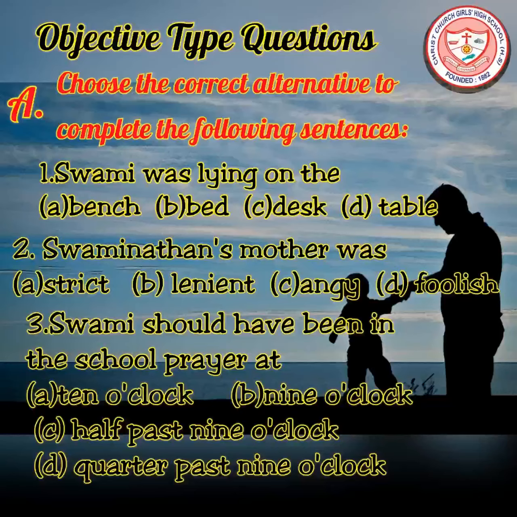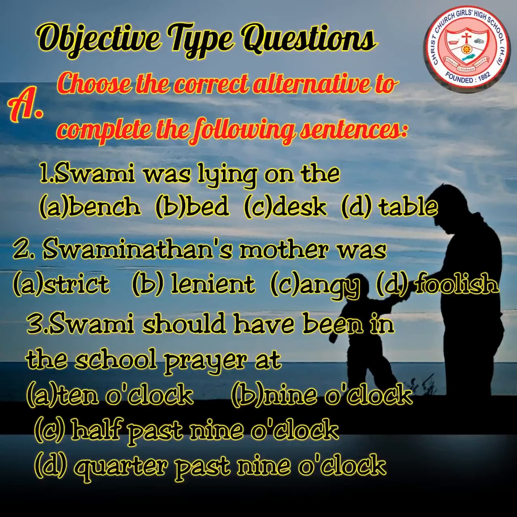Now let's talk about some objective type questions. Question number A. Choose the correct alternative to complete the following sentences. Sentence number 1. Swami was lying on a: A. bench, B. bed, C. desk, and D. table.